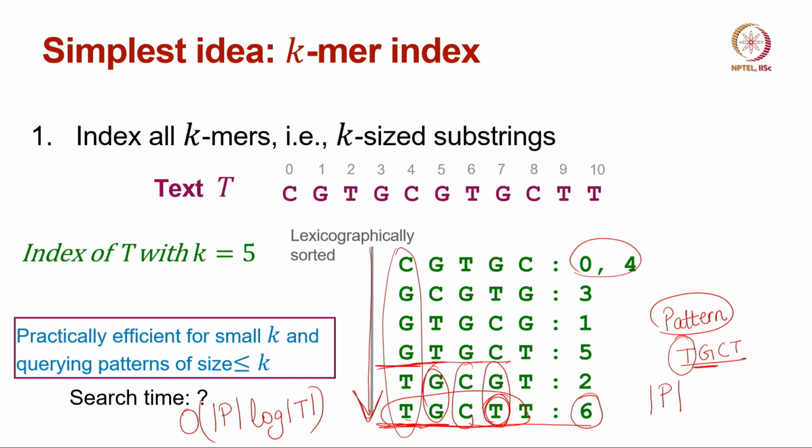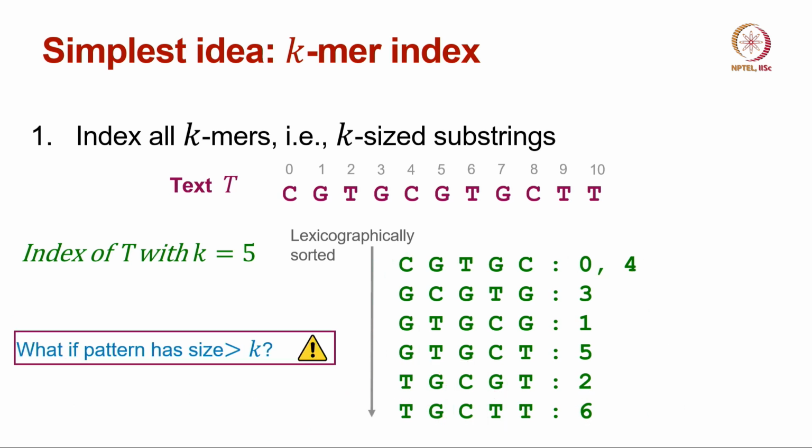If the pattern length exceeds K, then what do I do? Note that if the pattern length exceeds K, I can do K iterations of binary search, but I cannot search for the K plus 1th, K plus 2th character using this index.